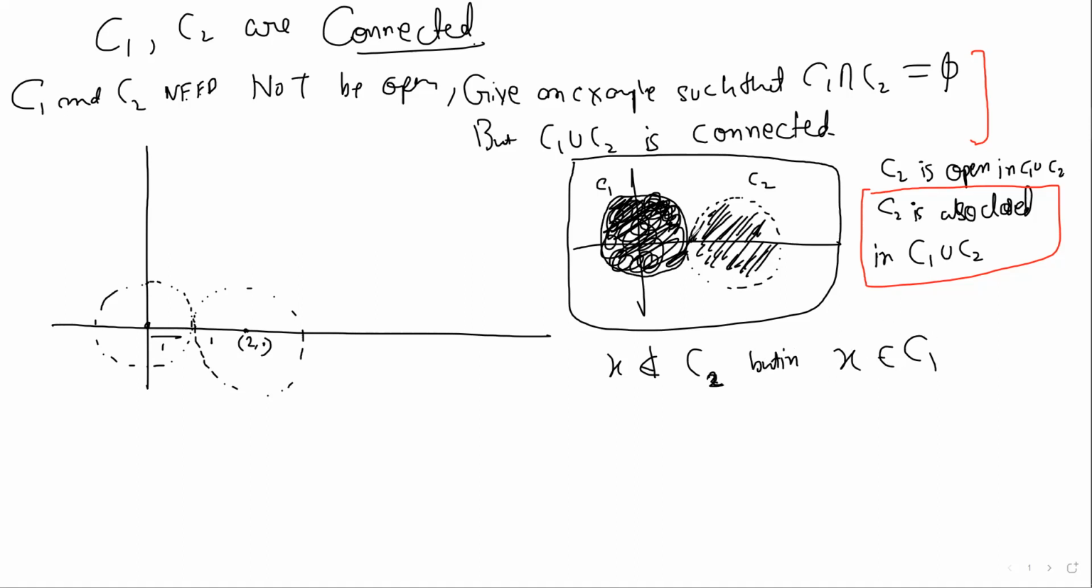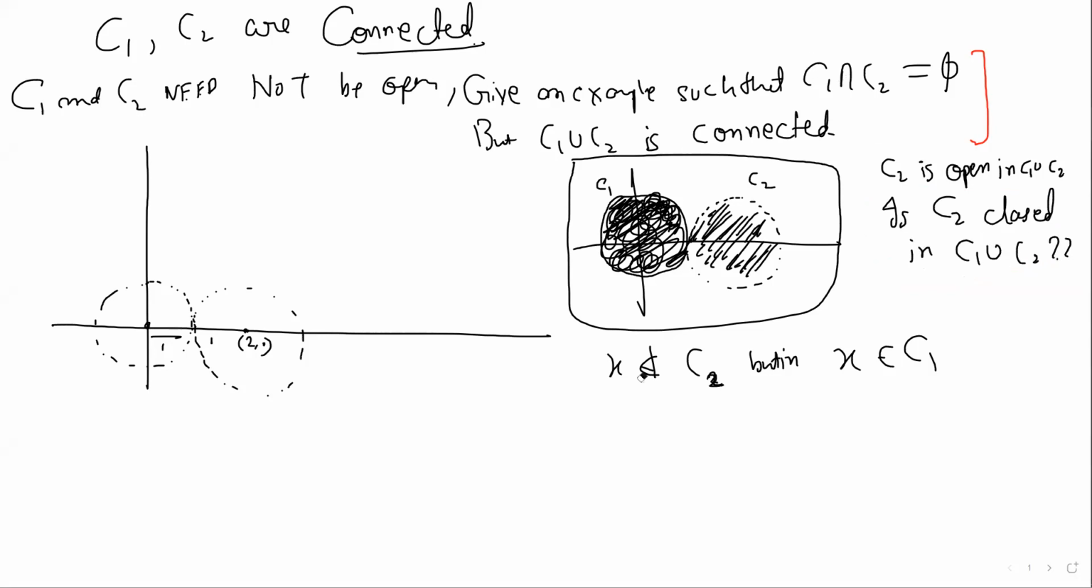Now, obviously, if a point is in C1, can you... Sorry. So this is the wrong definition. Sorry, yeah, let me just put it like this. Sorry, I'm also learning. So is C2 closed, sorry, in C1 union C2?